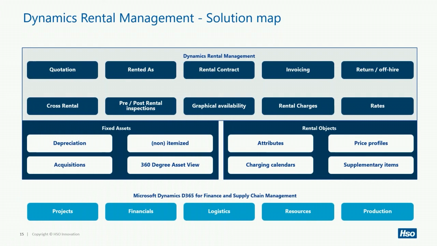On top of that, in the 2 dark blue containers, you see rental objects and fixed assets. Rental objects are more from an administrative and movement perspective, so we can add attributes, add our daily rates and price agreements to it. We even have kit functionality with supplementary items. From a fixed asset perspective, we use more the financial part, so acquisitions, depreciation, and a so-called 360-degree asset view.